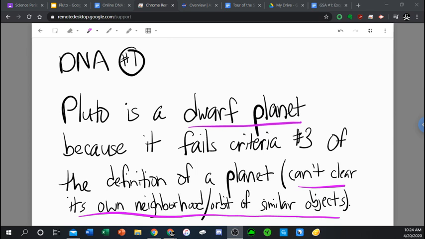It's a little crowded. Even though there's a lot of space out there, they're still in a similar orbital area. When I say they, I'm talking about the other dwarf planets in addition to Pluto. Eris, Sedna, Makemake, Haumea.